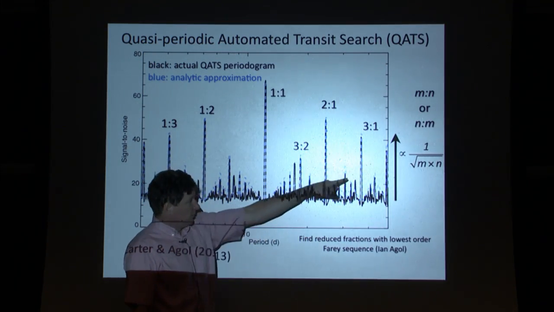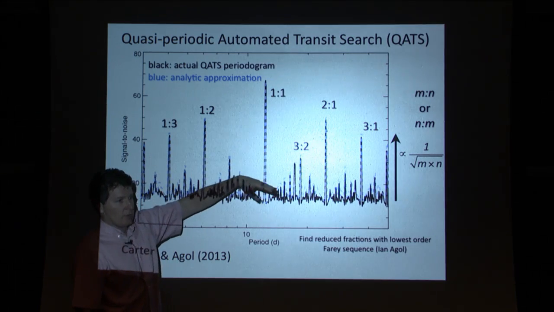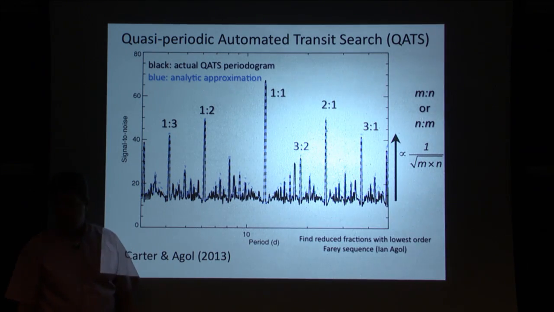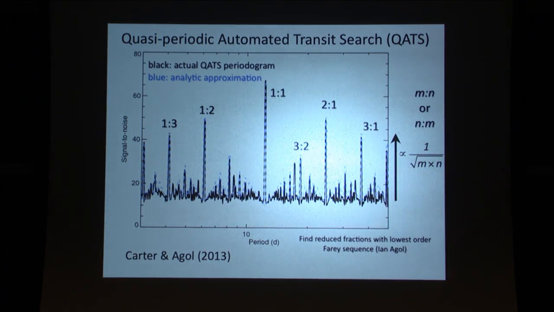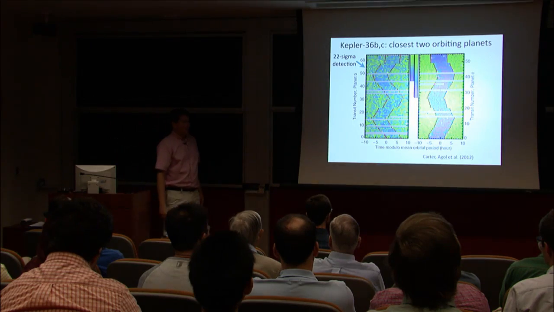When you do that and then use this formula, you get this blue dashed curve, and it matches the spectrum exactly, analytically. So that then you can use that as kind of a template for finding whether you found a real planet or not. OK, so this was the first thing that popped out.